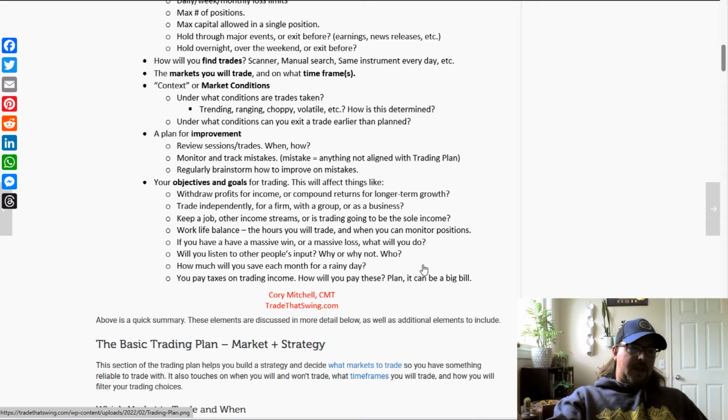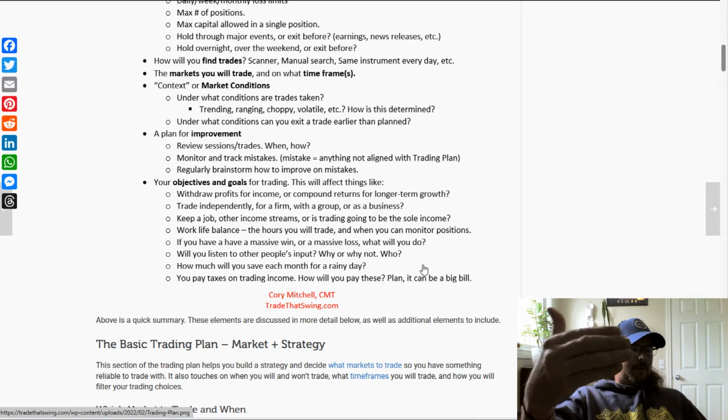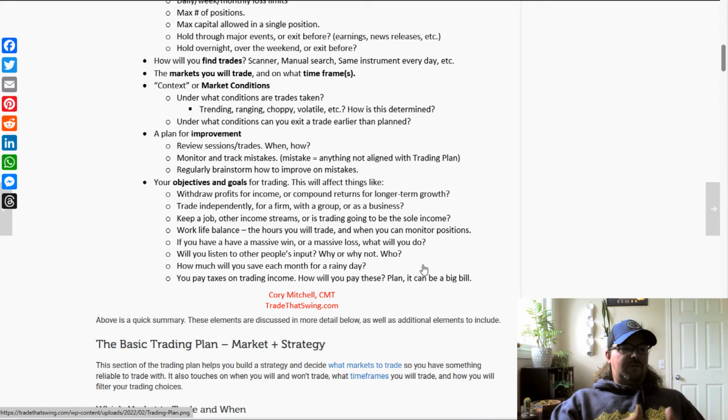And maybe I'll decide to withdraw it, or maybe keep it in the account and then build up my position sizes to reflect that larger amount of capital. Whatever it is. And it doesn't matter what size account you have. If you have a $1,000 account, $100,000 account, $1 million account, what's big to you? What's a massive win? What's a massive loss? Consider what you'll do in those scenarios.